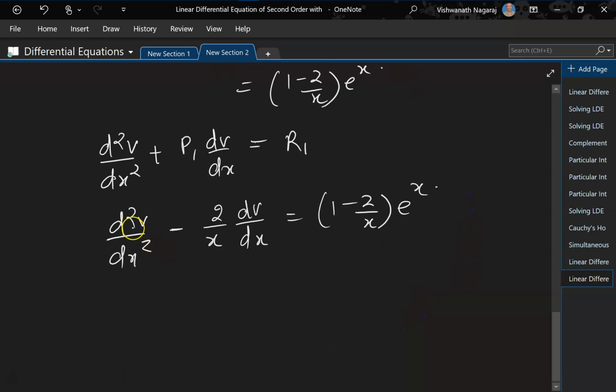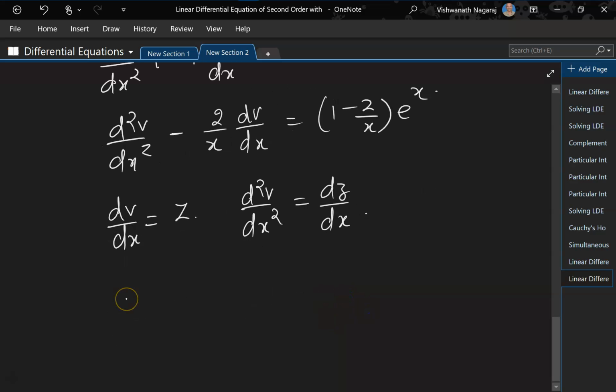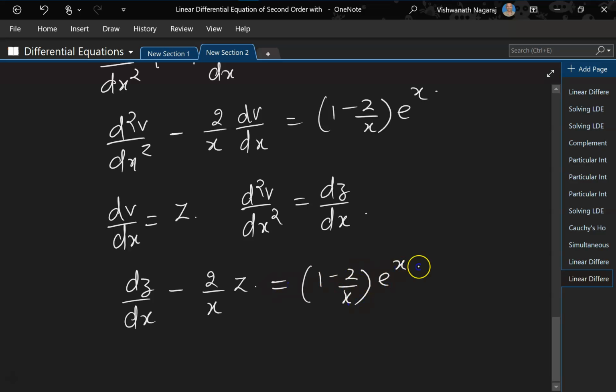Now we don't really require this second order, so let dv/dx be equal to z. That means d2v/dx² would be equal to dz/dx. And now we do the substitution. So d²v/dx² is dz/dx minus 2/x, and dv/dx is z, equal to (1 minus 2/x) times e to the power of x.